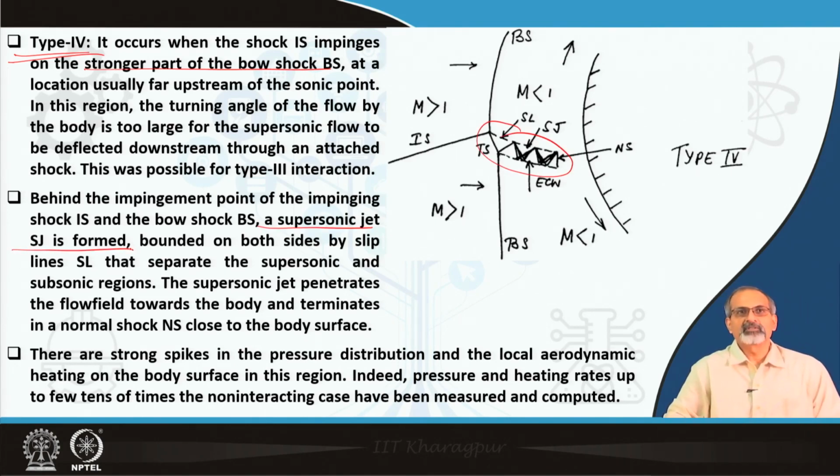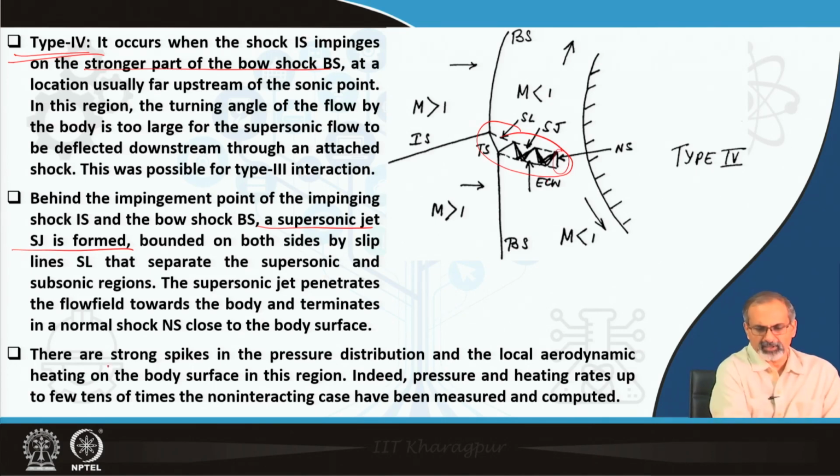It is bounded on both sides by slip lines, which are marked as SL, and they separate the supersonic and subsonic regions. So, it is essentially that narrow region which contains the supersonic feature. The supersonic jet penetrates the flow field, essentially the subsonic neighborhood, towards the body and terminates in a normal shock, which is marked as NS at the end of that jet in this part close to the body surface.